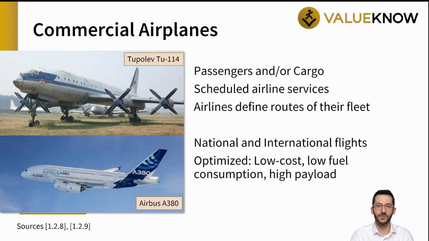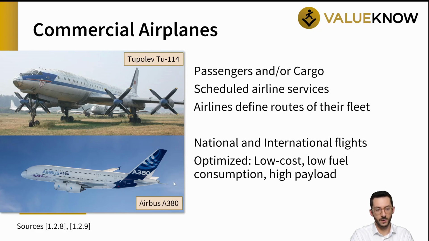The image that you can see here on the top is a Tupolev Tu-114, a Soviet-era aircraft that was notable for its ability to carry a large number of passengers on long-distance national and international flights. The Tu-114 served as a common aircraft for the Soviet airline Aeroflot during the 1960s and 1970s. This aircraft is an example of an early-era commercial aircraft, where airlines defined the routes of their fleet based on the capabilities and limitations of the aircraft.